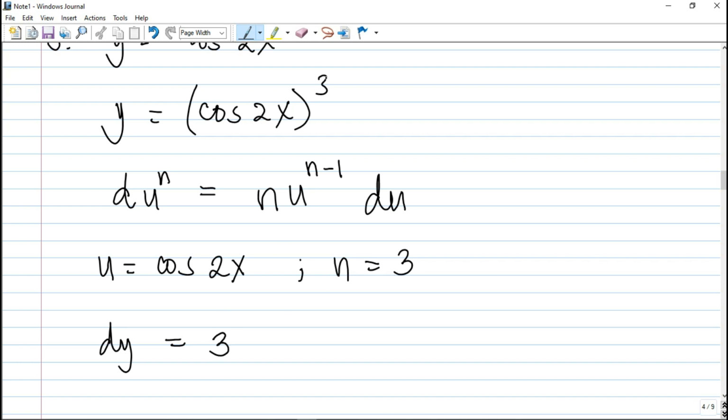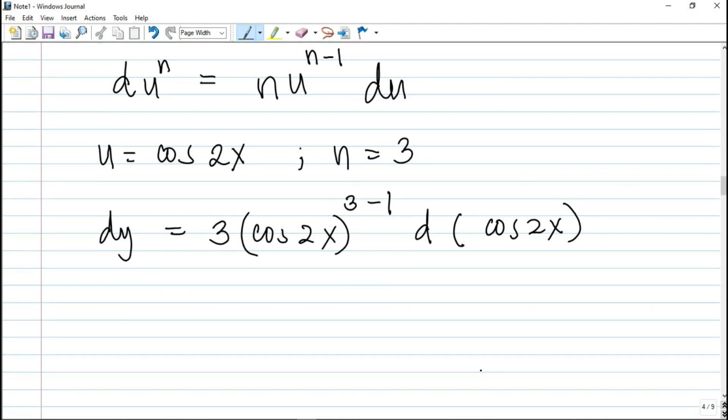Bring down the exponent, 3. Then copy lang natin yung inside function, that is cosine 2x. Then subtract 1 from the exponent, so 3 minus 1, then differentiate your inside function u. So the derivative of cosine 2x, that is your u. So i-differentiate pa natin yung cosine 2x here. So dy equals 3 cosine 2x, so this is squared.